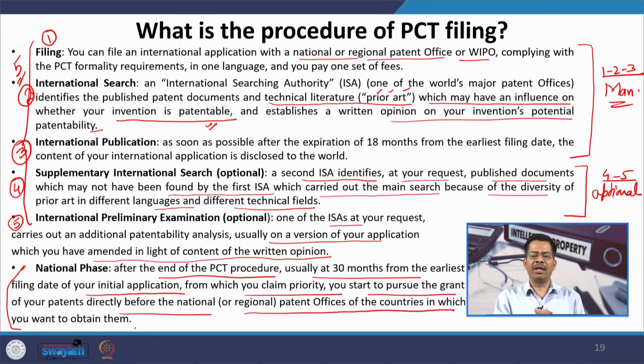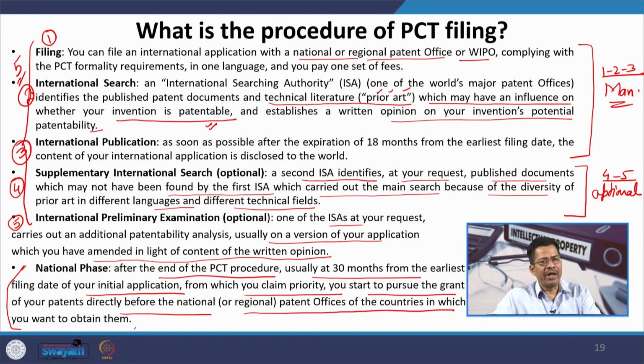Same thing is in case of PCT. Once you get this examination report from WIPO, from the ISA, then the national phase will not do the entire literature survey, entire examination, etc. That becomes the starting point for the grant of your patent. So, the process of granting the patent becomes much faster.